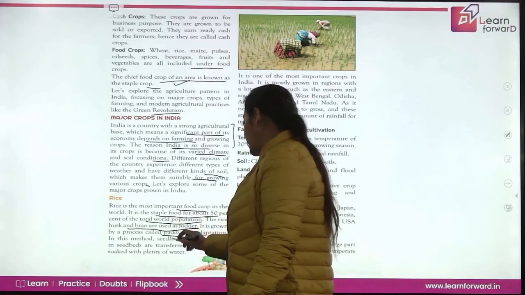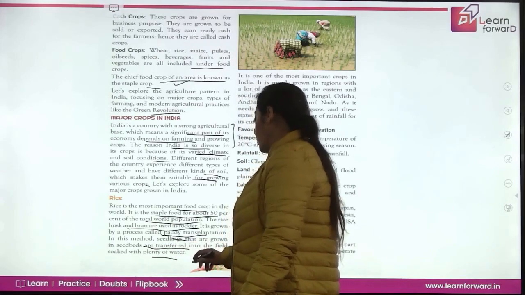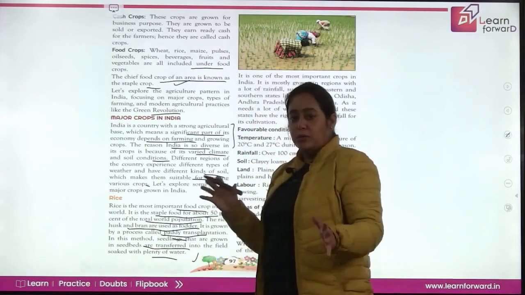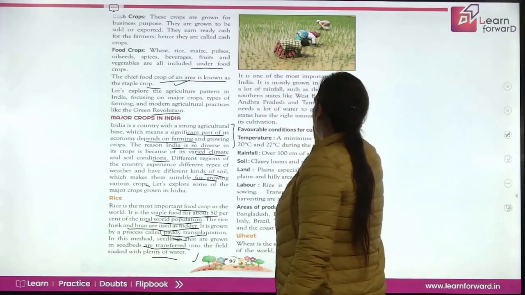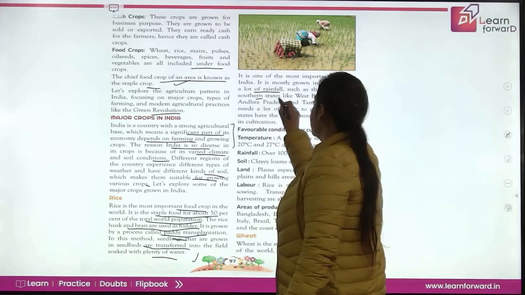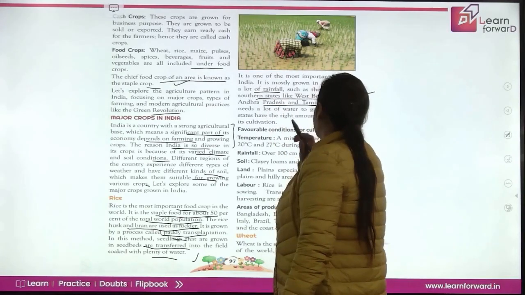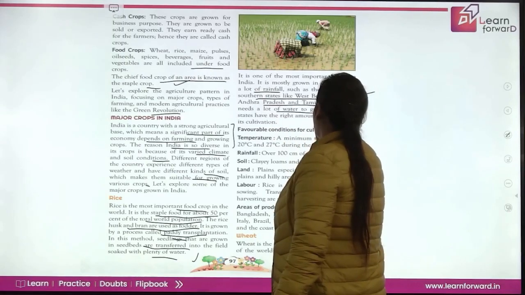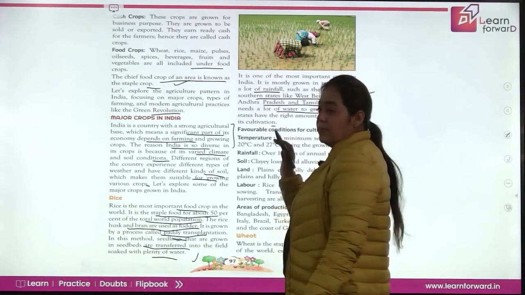इसके अंदर सीडलिंग्स जो हैं, दे आर ग्रोन इनटू सीड ब्रेड एंड ट्रांसफर्ड इनटू फील्ड सोक्ड विद प्लेंटी ऑफ वाटर. पर राइस को उगाने के लिए खूब सारा पानी चाहिए होता है. It is one of the most important crops in India. It is mostly grown in regions with lot of rainfall such as eastern and southern states like West Bengal, Odisha and Andhra Pradesh and Tamil Nadu. तो यहाँ पे राइस का प्रोडक्शन सबसे ज़्यादा रहता है, as it needs a lot of water to grow and these states have the right amount of rainfall and cultivation, so rice can be easily grown here.